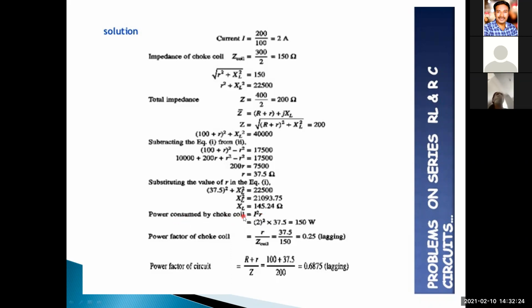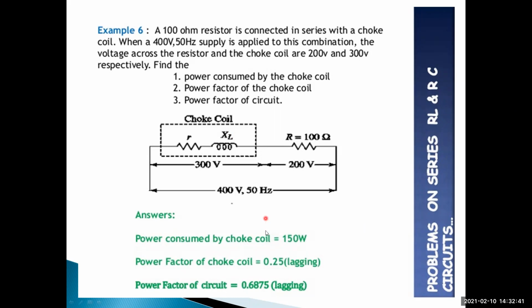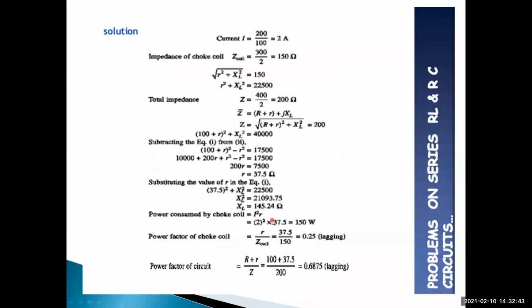Then the power consumed by the choke coil is only because of the resistor, not because of the inductor. Understood? It's clear? So here, power consumed by the choke coil is I square into R. I is nothing but 2 amps, you know well, squared, into R. R is nothing but this small r, 37.5, which is equal to 150 watts.